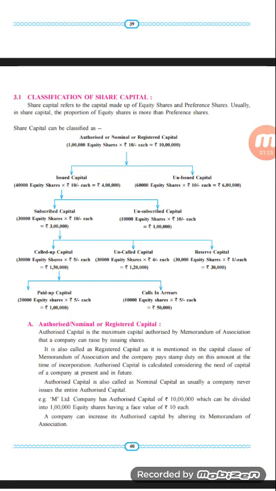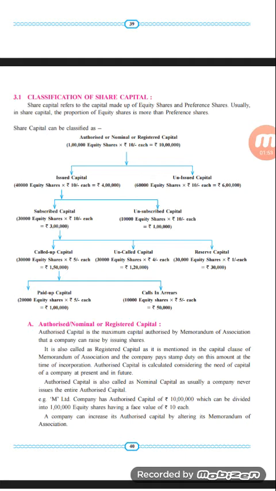As you can see in the picture, a classification has been made. Normally the company can issue two types of shares. One is the equity share and the second one is the preference share. Usually share capital is raised by the company in order to maintain a proportion or balance between the share capital and the various needs that could be fulfilled by the share capital. Here the classification is given.